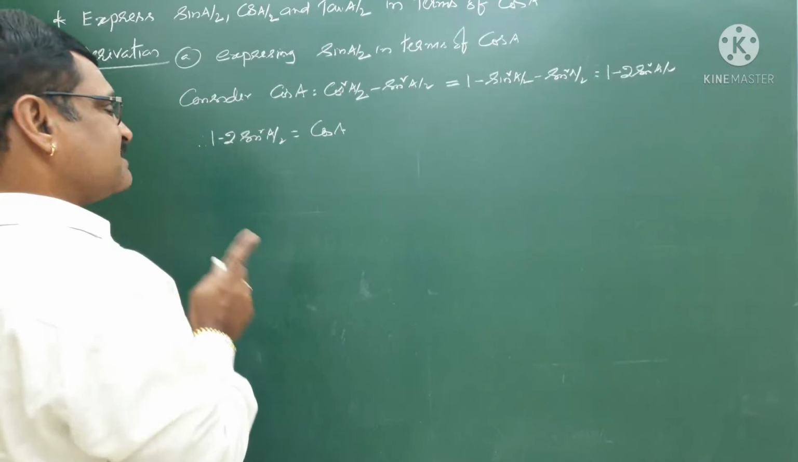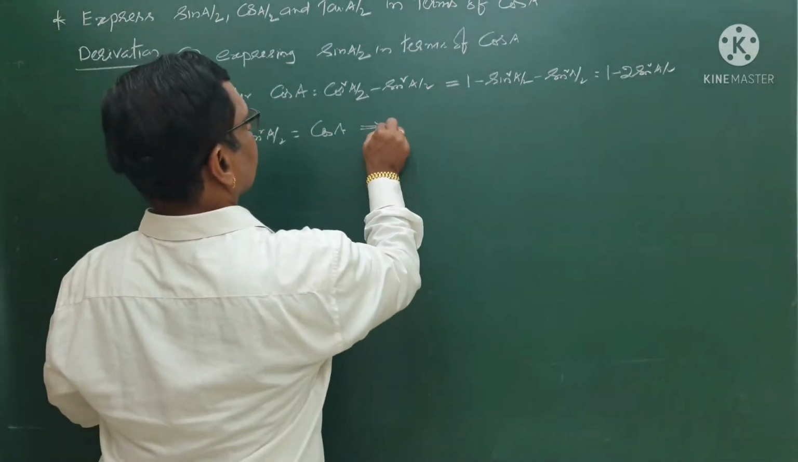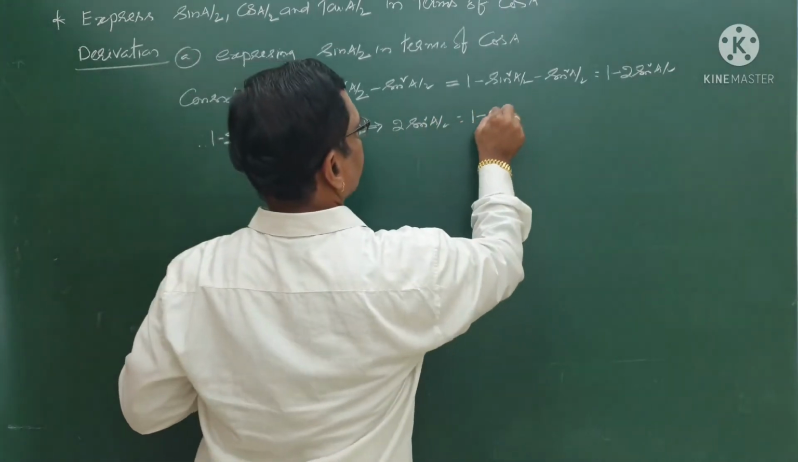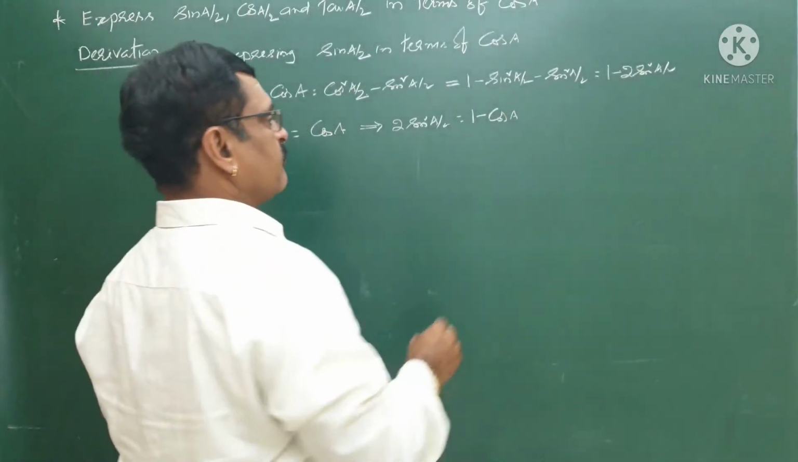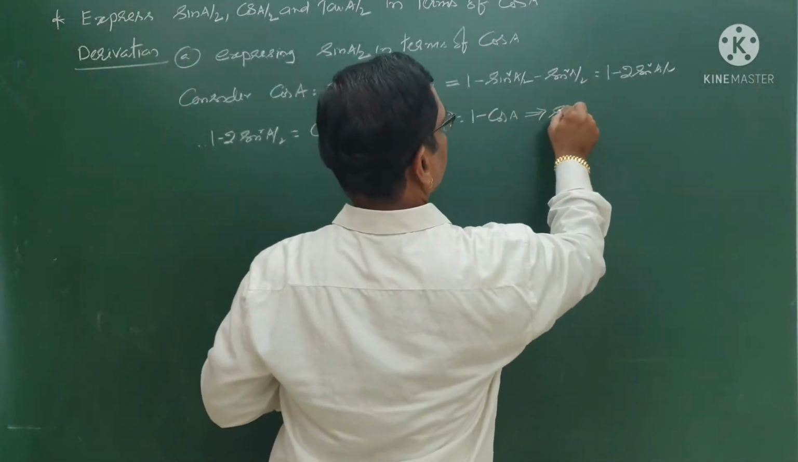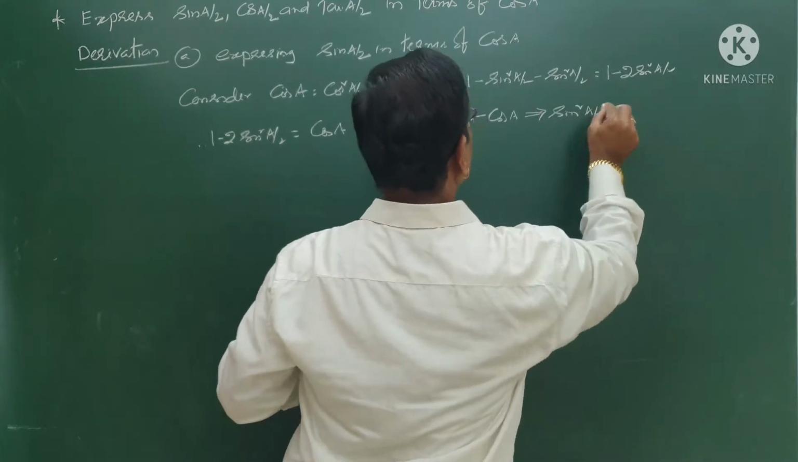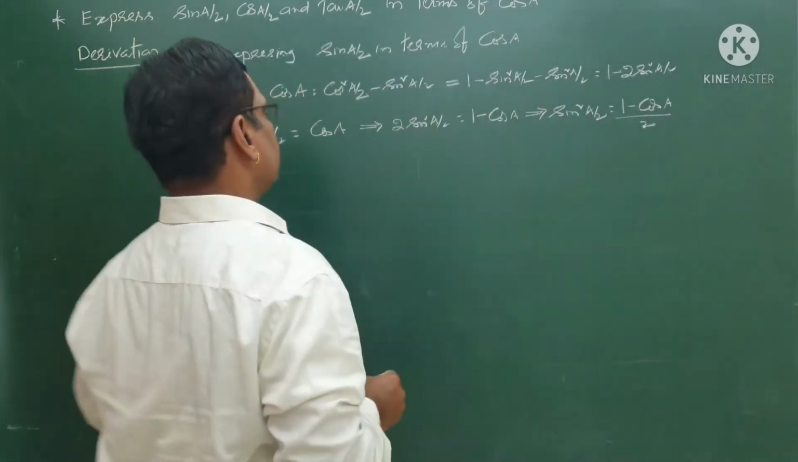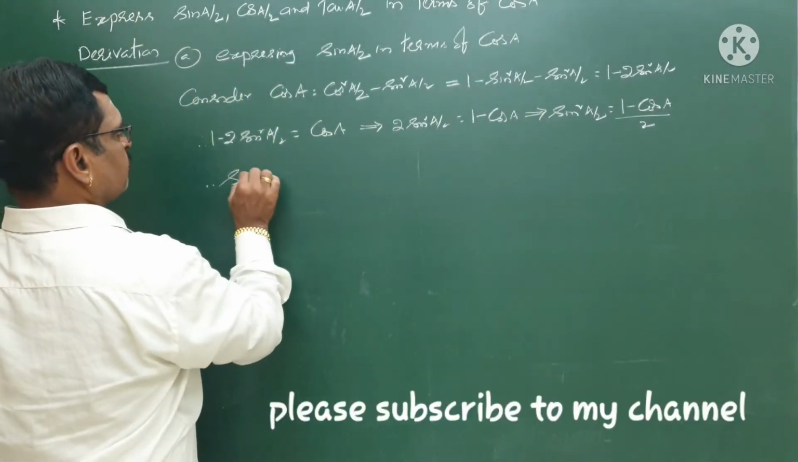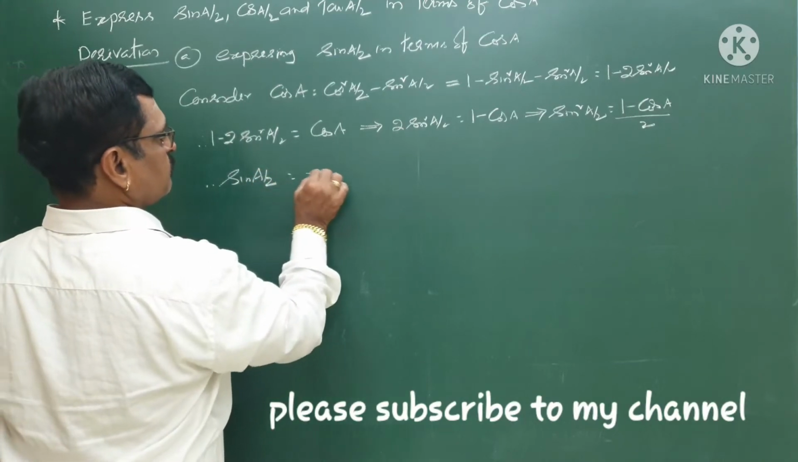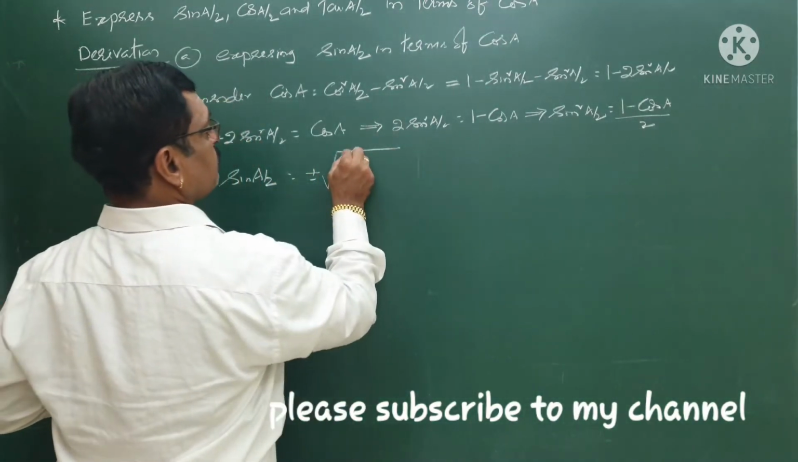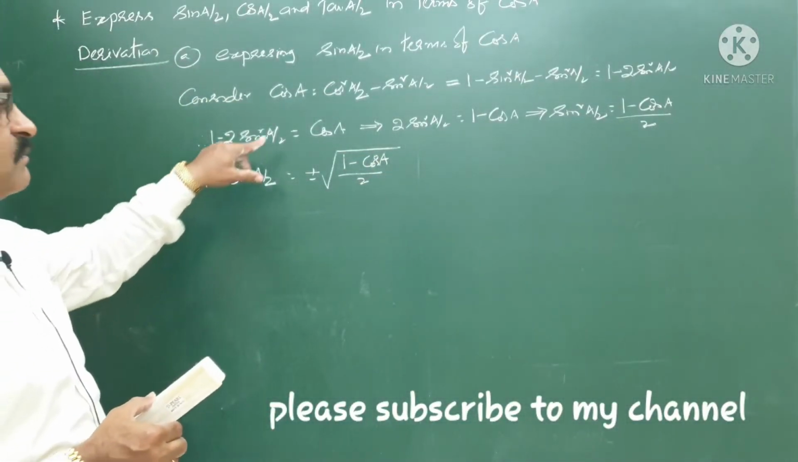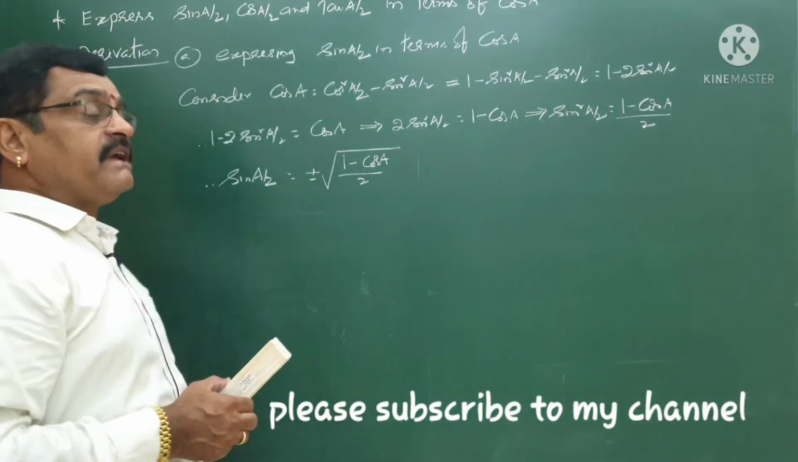Now you have to express sin A by 2 as subject. This implies we have 2 sin square A by 2 is equal to 1 minus cos A. This implies sin square A by 2 is equal to 1 minus cos A by 2. Therefore, sin A by 2 is equal to plus or minus square root of 1 minus cos A by 2.